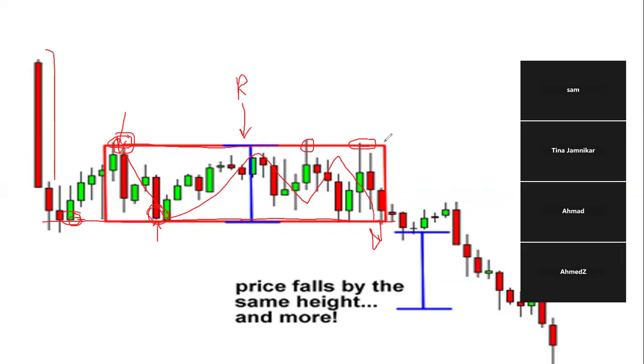If it breaks the resistance, that could be a possible sign of a reversal, right? That we will study. We've already studied the reversal chart patterns, and yes, we will have repetitions and we will study reversal chart patterns again. We will revise that.